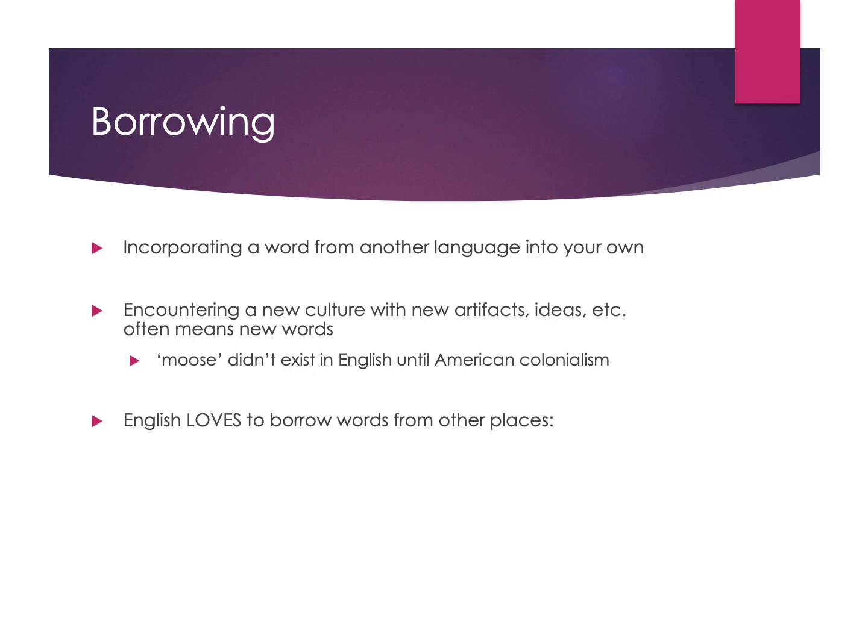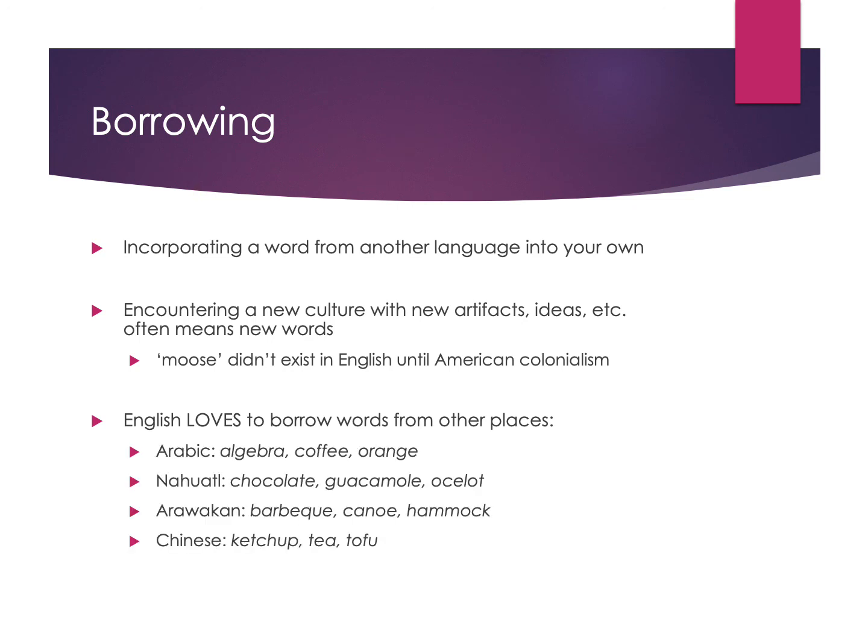We borrow words from places all over the place. A lot of our words come from things like French and Greek and Latin, but we also borrow words from many other places. So things like algebra, coffee, orange are coming from Arabic. Nahuatl, which is spoken in Mexico and Central America, gives us things like chocolate and guacamole and ocelot. Arawakan, a Native American language, things like barbecue, canoe, hammock. Or Chinese gives us things like ketchup. Probably didn't realize that came from Chinese, tea, tofu. So we're constantly borrowing words in English.